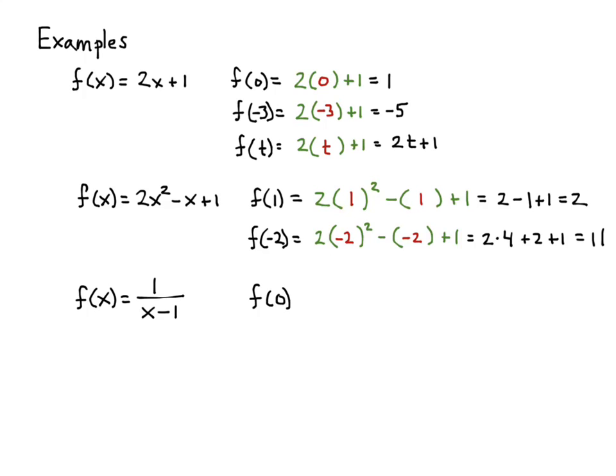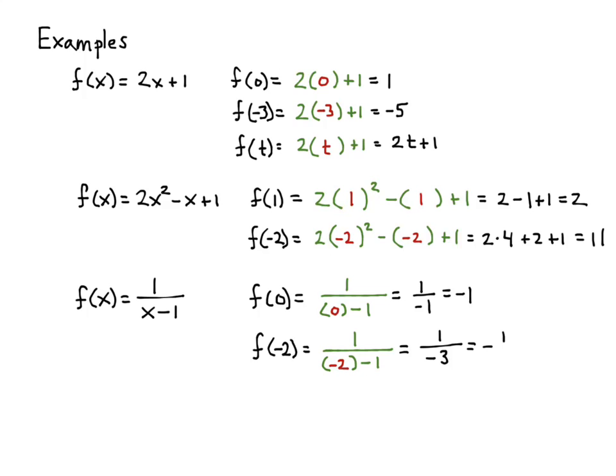Okay, so let's look at another function. F at 0, again, do the same thing. Write it with a parentheses, put a 0 in there, we get -1. We simplify it. If I take -2, I'll do the same thing. I write my function, drop in the -2, and then that computes to 1 over -3, which is the same thing as -1/3.